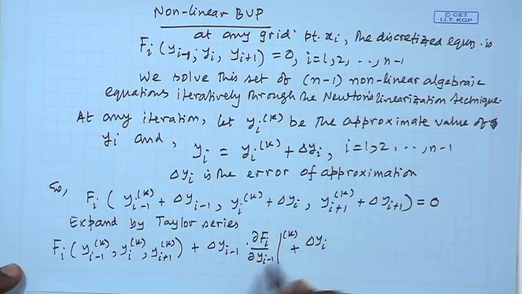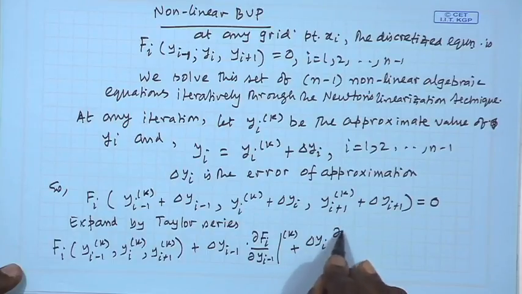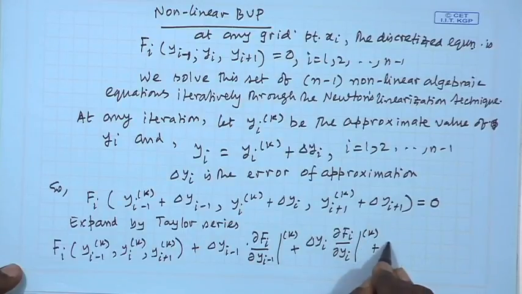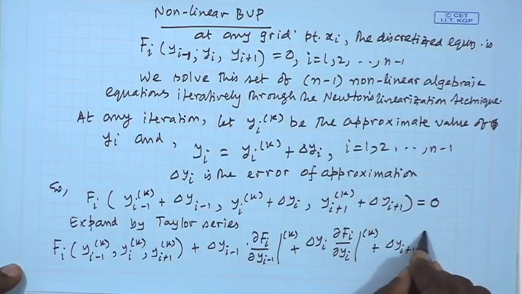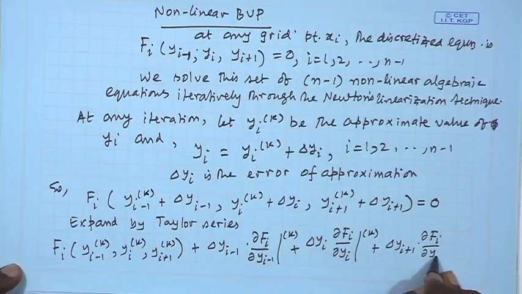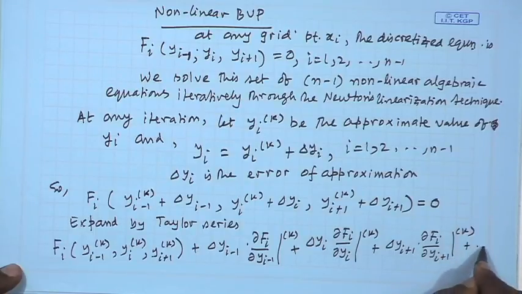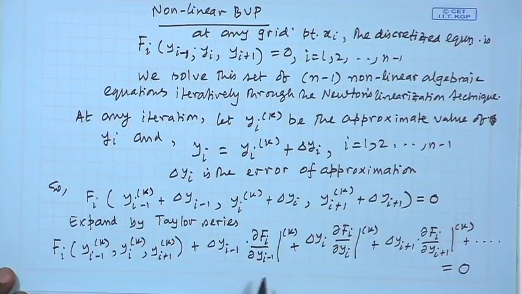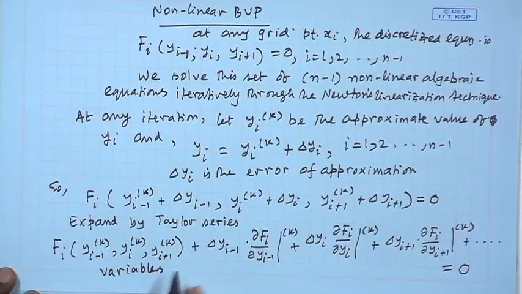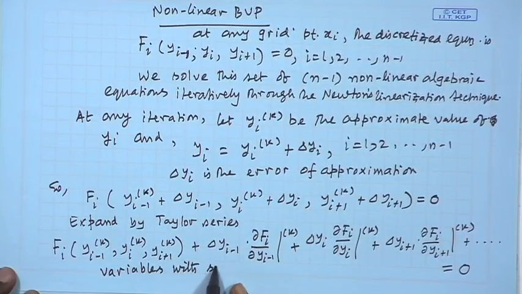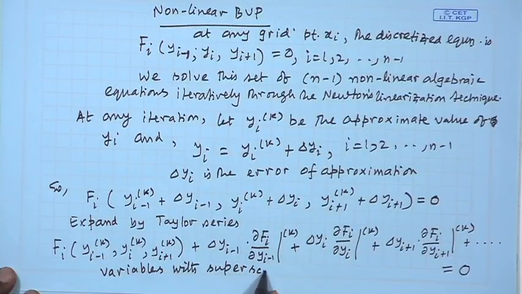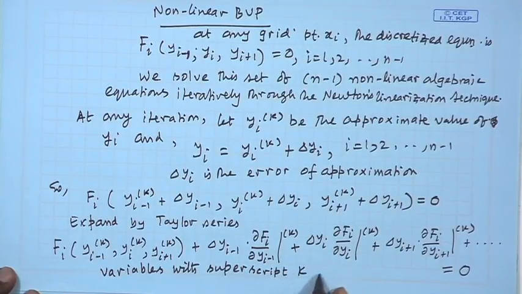So, this coefficient is known. This is delta yi into del fi by del yi k, plus delta yi plus 1 into del fi by del yi plus 1 k, plus all the higher orders, and this is equal to 0. One thing to note: variables with superscript k are known.